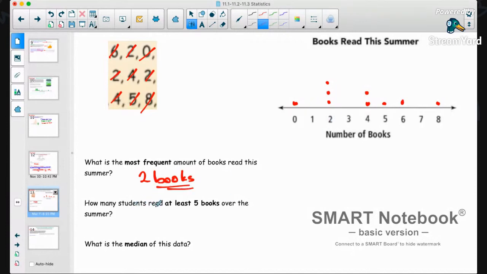How many students read at least 5 books over the summer? Ladies and gentlemen, at least means 5 or above. As you see here, when you count them, there are going to be 3 students who read at least 5 books. There are 3 students.